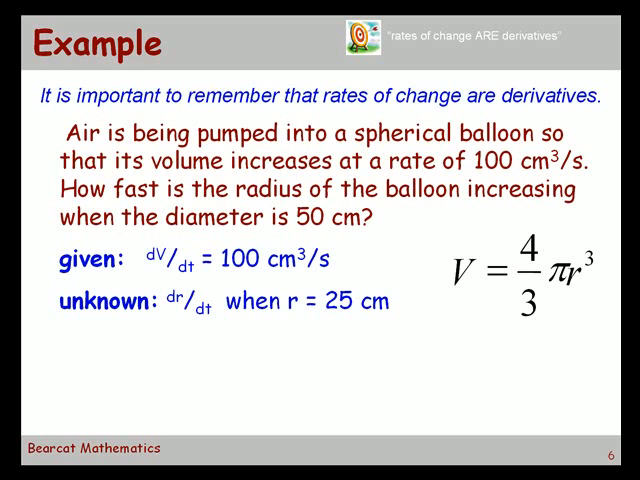Same thing with r. We don't care what r is. We care what dr over dt is. So we need to take a derivative somehow. When we take the derivative, we need to do it to both sides of the equation. We've done this before. It's called what? Implicit differentiation. It's along those same lines, right? So what's the derivative of v?